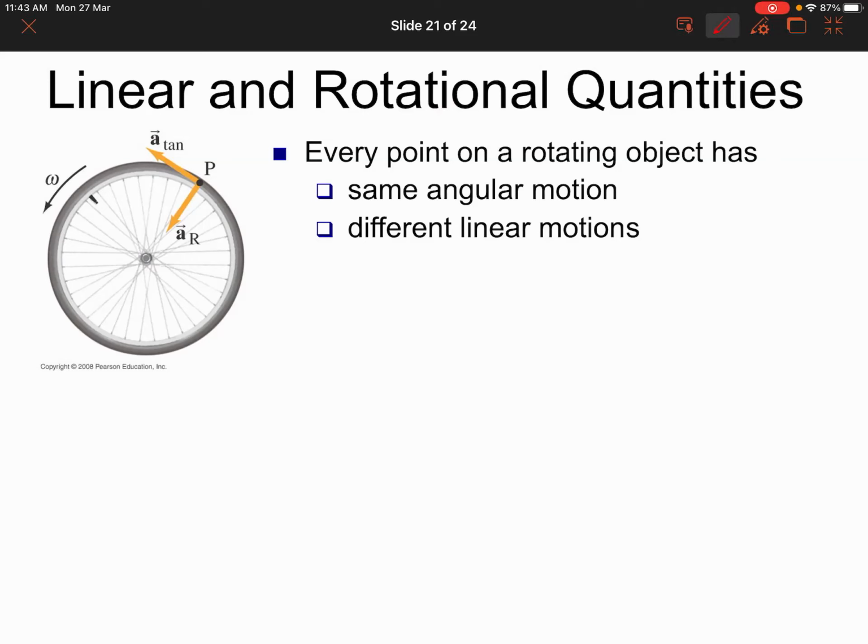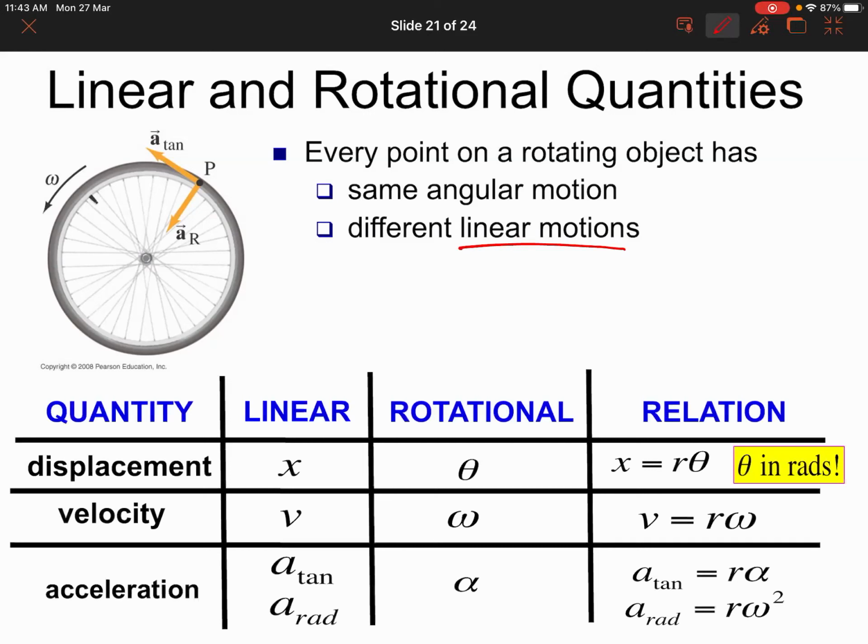We know that, for every point here, each point will have the same angular motion, because we're considering rigid bodies. As we've seen, if this is your reference point here, every point will have the same angular displacement, the same angular velocity and the same angular acceleration, but each point will have different linear motion. So the difference in linear motion depends on how far away the object is relative to the rotation axis.